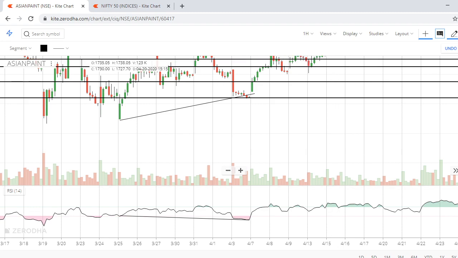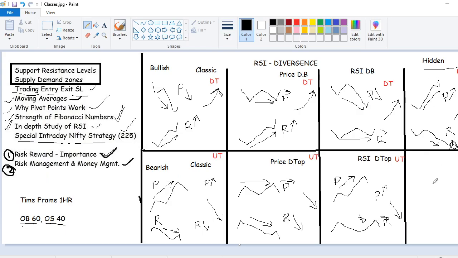Okay, now the last one, hidden divergence in the bearish mode. How will it happen? The stock is making lower highs, price is coming down, but the RSI is making higher highs. What does that mean? Even when there is huge demand, the stock is coming down. What if this demand goes? It will fall more. It falls badly.